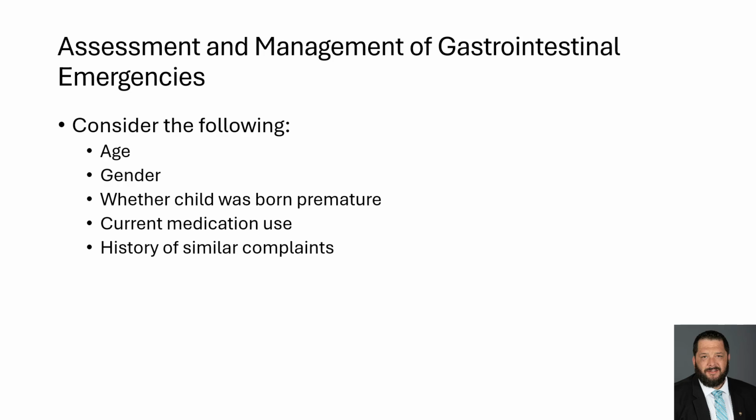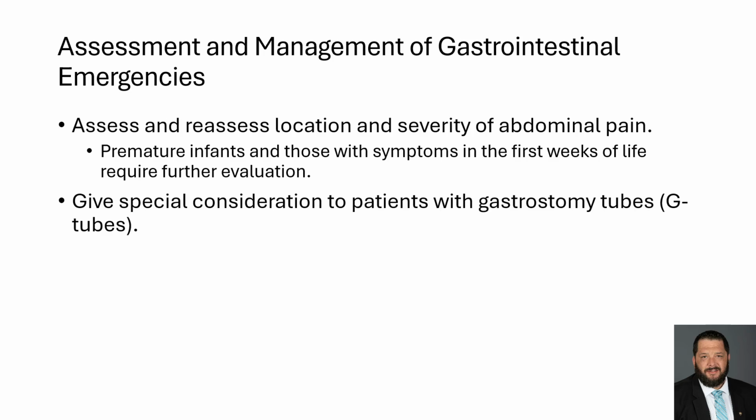Consider the following with gastrointestinal emergencies. You want to consider the age of the patient, the gender, whether or not the child was born prematurely, any current medications, or history of similar complaints. Assess and reassess location and severity of abdominal pain. Premature infants with those symptoms in the first weeks of life require more extensive evaluation, and there's going to need to be further workup for those patients within the receiving facility.